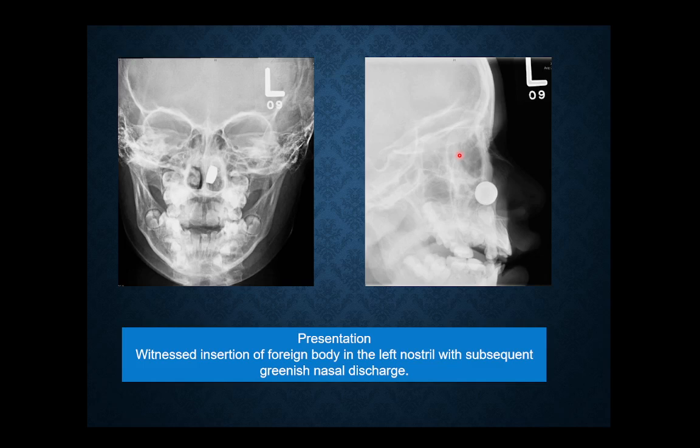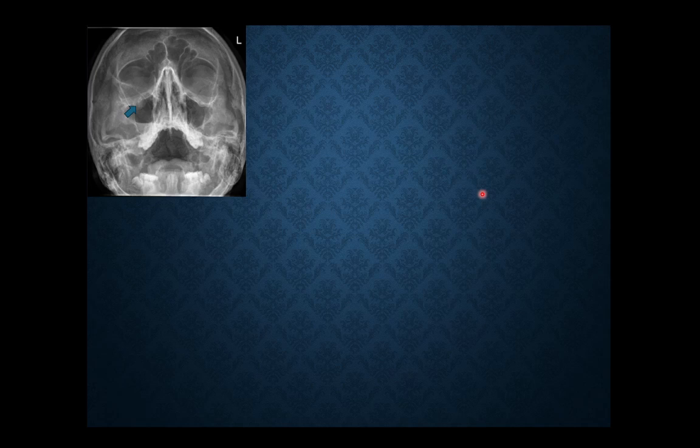This is a nasal foreign body on the left side. Again, if you see only one view, don't trust one view. This is a message: try to ask for another view. So do a lateral view. It may be in the soft tissue, in the skin, or maybe any jewelry or something, and it can be visible.